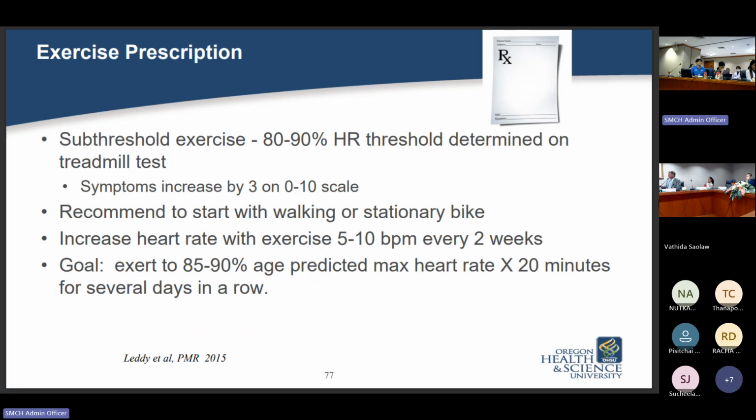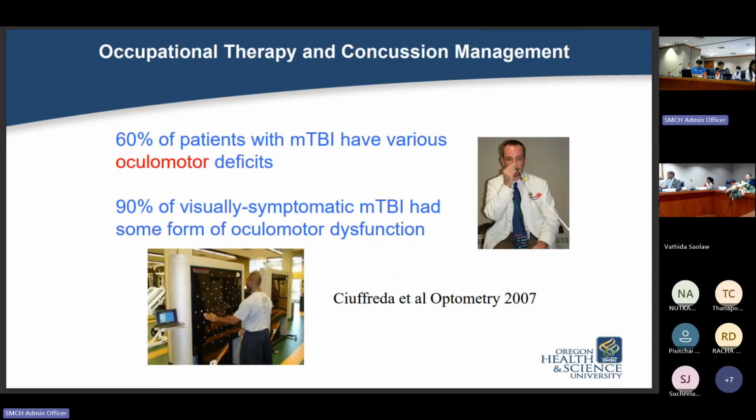And again, this is the Buffalo concussion treadmill test that our physical therapists do. And the goal is to exercise at 85 to 90% of the age predicted maximum heart rate for 20 minutes. But you may have to start out with 80 to 90% of the heart rate threshold, which is determined on the treadmill test. So again, when their symptoms increase by 10, that's their threshold. So just remember that. It's pretty easy to do. To learn that, has anybody ever done the Buffalo concussion treadmill test? Pretty easy to do. Next time somebody comes, we can go through that. We have people that teach that on a regular basis.